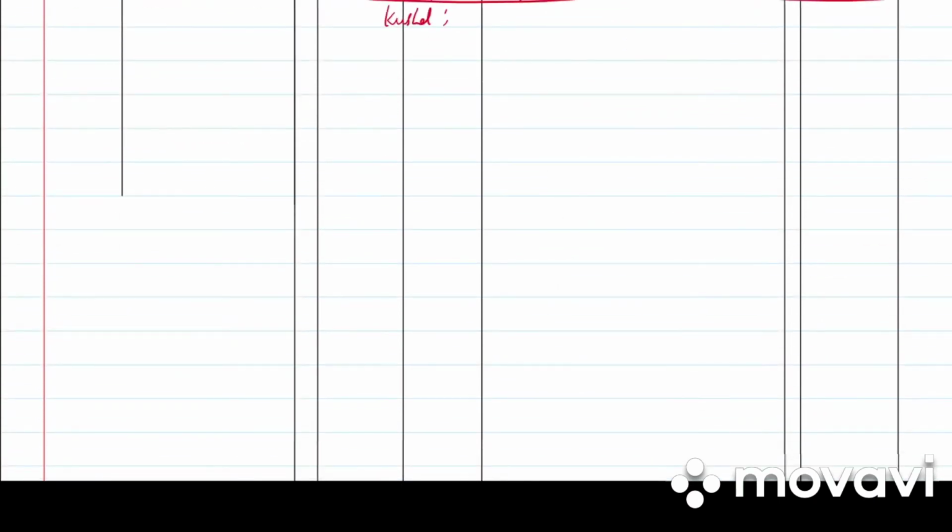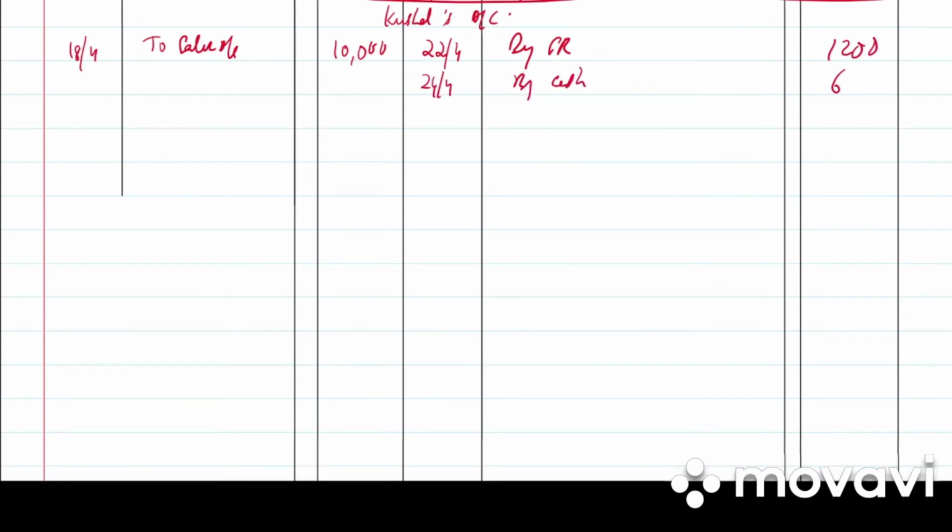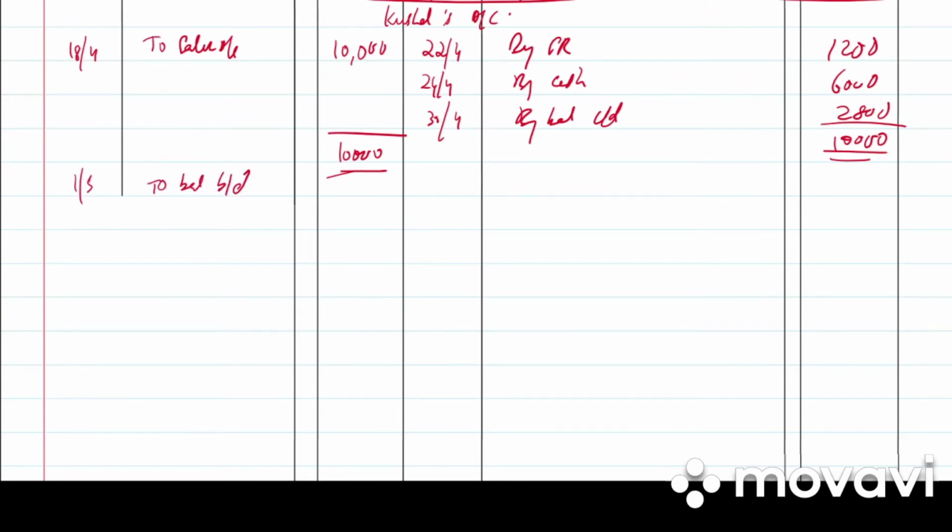Then we have Kushal's account. 18th April, on debit side, to sales account 10,000. 22nd April, on credit side, by sales return account 1,200. 24th April, by cash account 6,000. So what is the total? 10,000, 10,000. Then 30th April we have by balance carried down. How much is it? 2,800. On 1st May, to balance brought down 2,800.